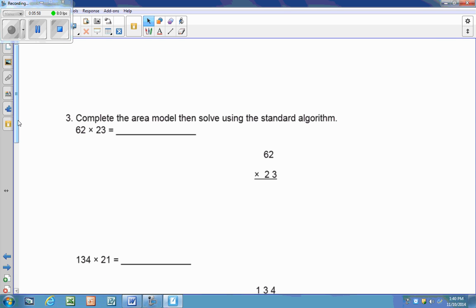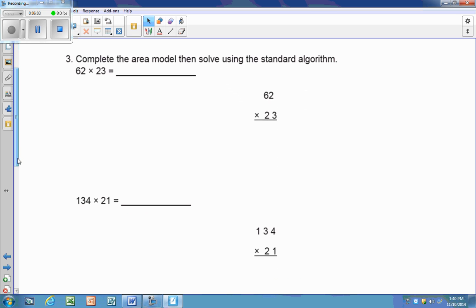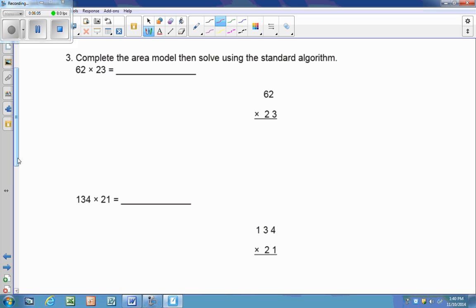Next question is to complete the area model and then solve. So I have to do both the area model and the standard algorithm. So I'm going to set it up. And we know that the first number goes on the top. Since there's two numbers here, we know that I split it into two boxes. This one is 3, this one is 20.